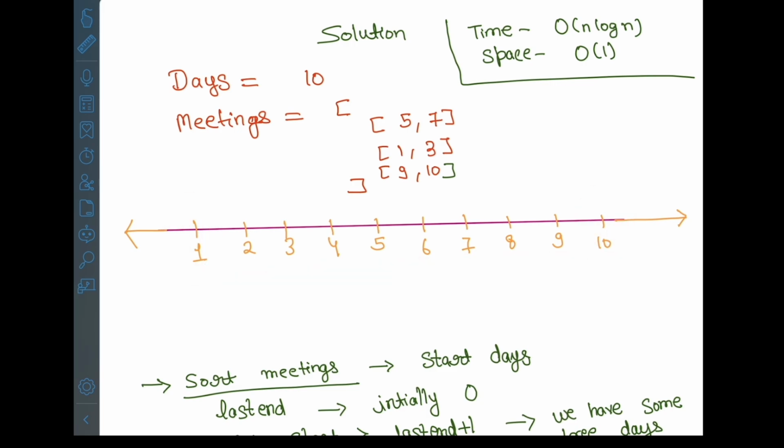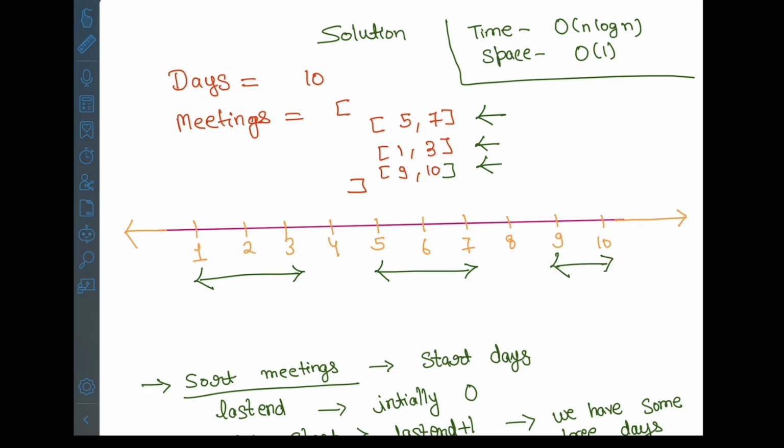And in this meetings data, the first data says that the meeting is scheduled from day number 5 to day number 7. So let us mark those days as meetings scheduled. So 5 to 7. The next data is 1 to 3. It means that the meeting is scheduled from day number 1 to day number 3. And the next data is 9 to 10. It means the meeting is scheduled from day number 9 to day number 10.